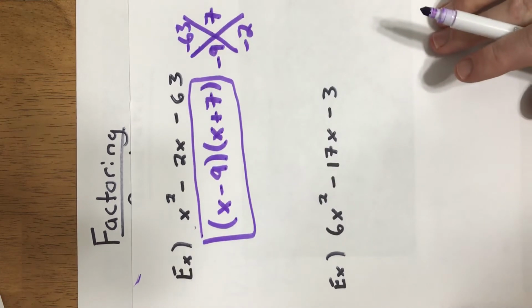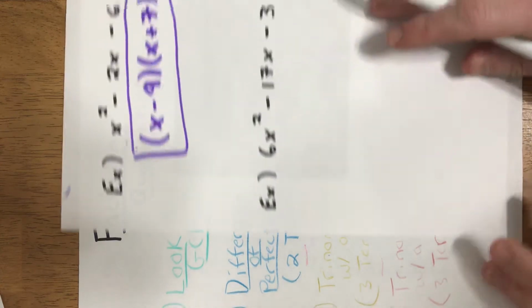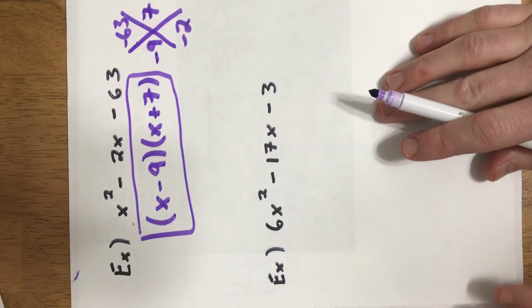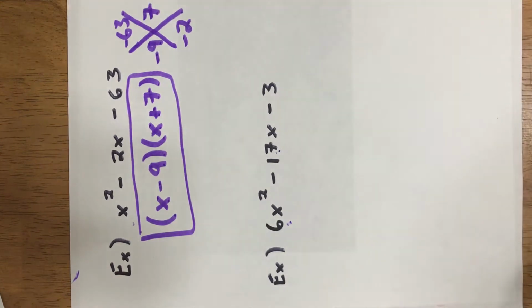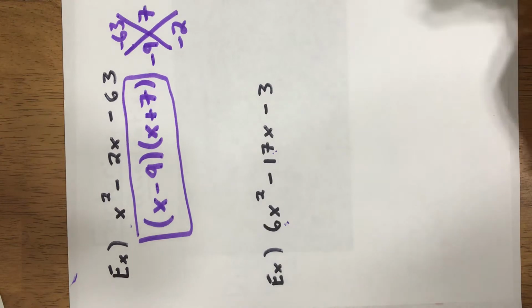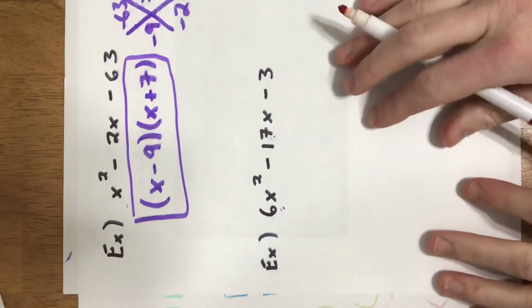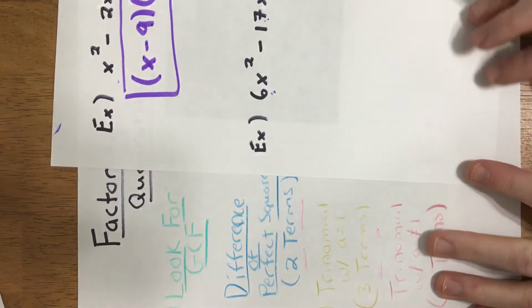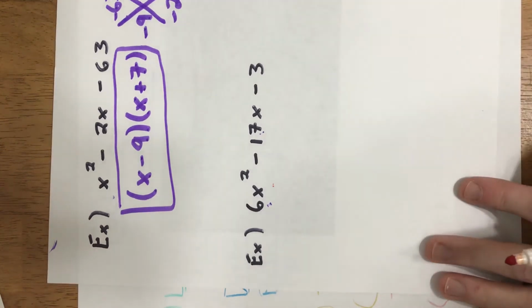All right, so moving on to our next one. Keep following these steps. I look to see if there's a GCF. I look to see, is there anything that goes into 6, 17, and 3? Unfortunately, 3 is a prime number, and 17 is a prime number, so I'm not going to find anything that goes into them. So I look to see, do I have a difference of perfect squares, meaning I have 2 terms? Nope, I have 1, 2, 3 terms here.